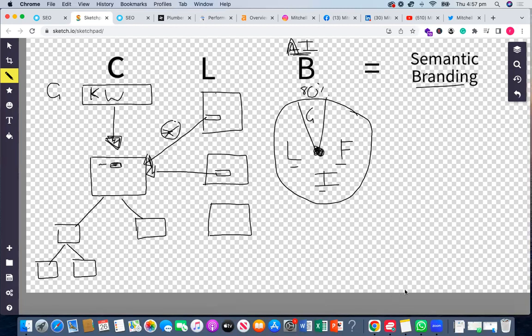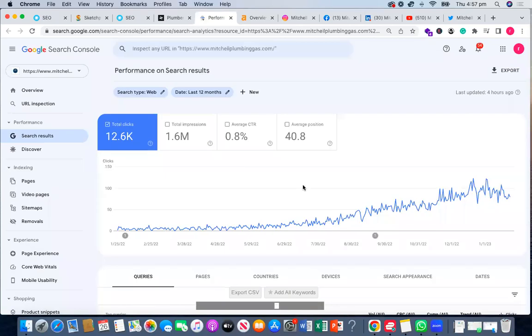So hopefully that all made sense. Yeah, as you can see, the performance speaks for itself. Semantic branding is the new way forward. And if you're not doing it correctly, you're just going to get left behind.